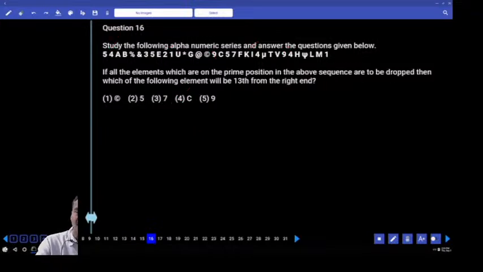Then 16th one. All the elements which are in the prime position in the above sequence are dropped. Then which of the following elements will be 13th from the right? And 13th from the right hand side. Then 2, 3, 4, 5, 6, 7, 11, 13, 16, 17, next one 19, 20, 21, 22, 23, 24, 25, 26, 27, 28, 29, 30, 31, and these are the, what are these? Prime numbers. All the primes are deleted. Then which is the following with 13th from the right? 3, 4, 5, 6, 7, 8, 9, 10, 11, 12, 13. C is the answer, choice 4 for question number 16.